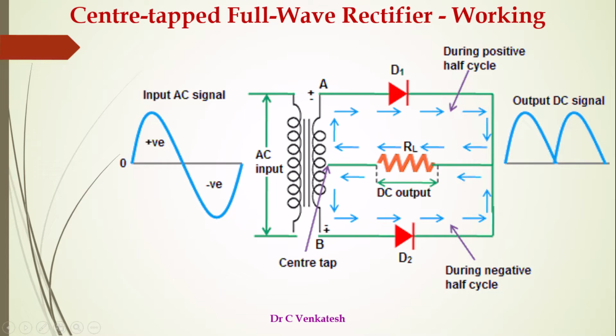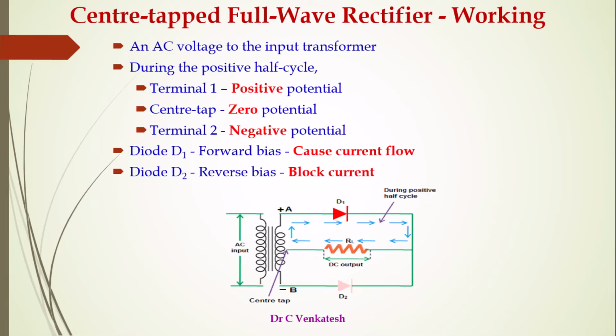The figure shows the total operation of the full wave rectifier. During the positive half cycle, D1 is forward biased and we get an output. During the negative half cycle, D2 is forward biased and we get an output. So the total output is a DC signal. During the positive half cycle of the input, terminal 1, that is A, is positive with respect to the center tap, diode D1 is forward biased. The center tap is at zero potential, and terminal 2, B, is negative.